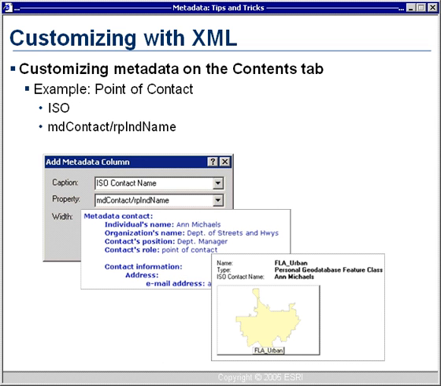How would you add the ISO contact information? In exactly the same way. You'd use the same dialog. You would just enter an ISO XPath, and here's an example using the ISO style sheet of the information that you would be displaying and what the final product looks like on the Contents tab.